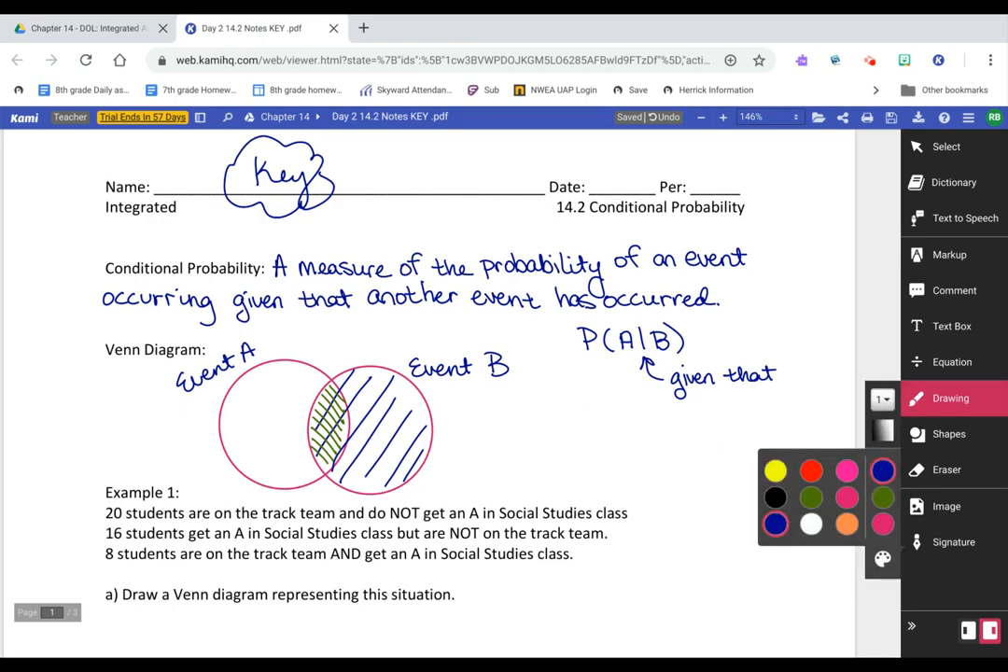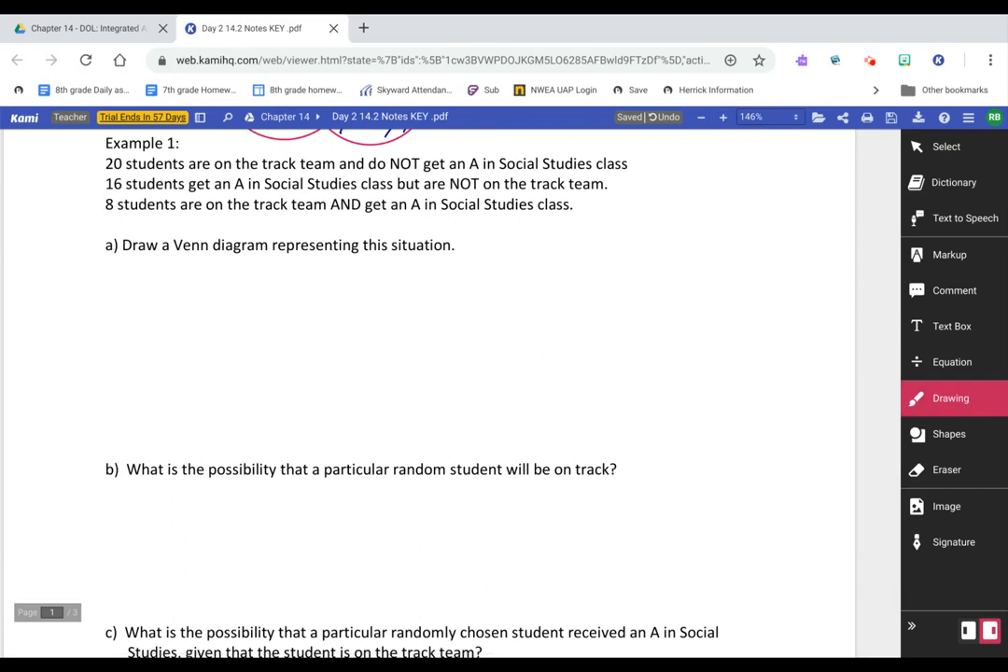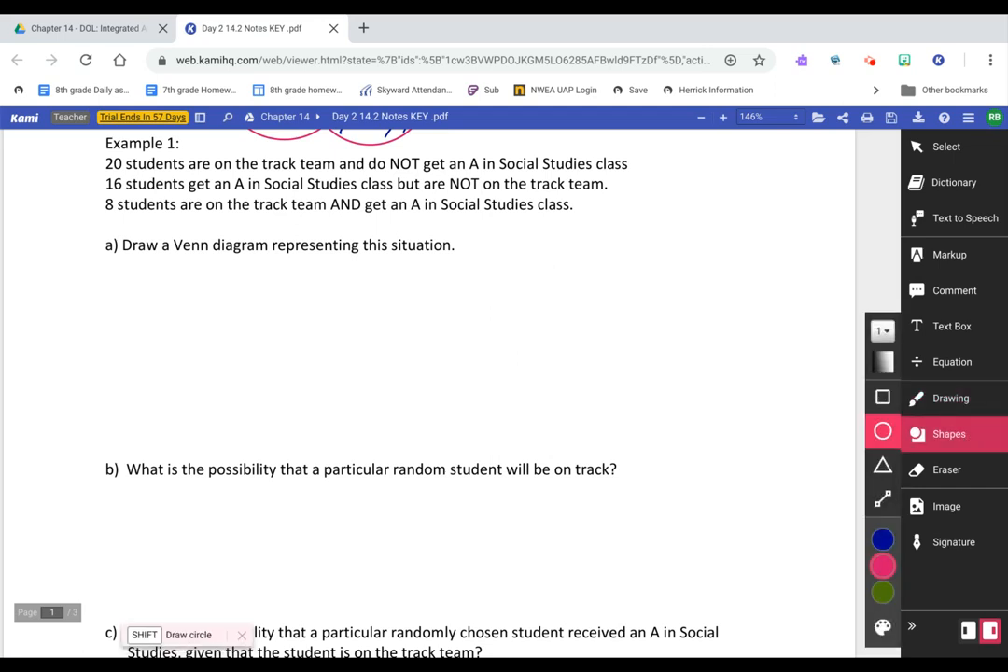Example 1 shows you how this would work if you're going to use the Venn diagram. So we have 20 students that are on the track team and do not get an A in social studies class. 16 students get an A in social studies class but are not on the track team. Then we have 8 students that are on the track team and they get an A in social studies class.